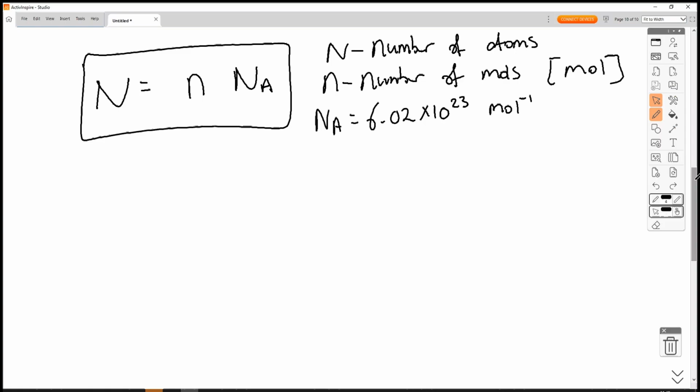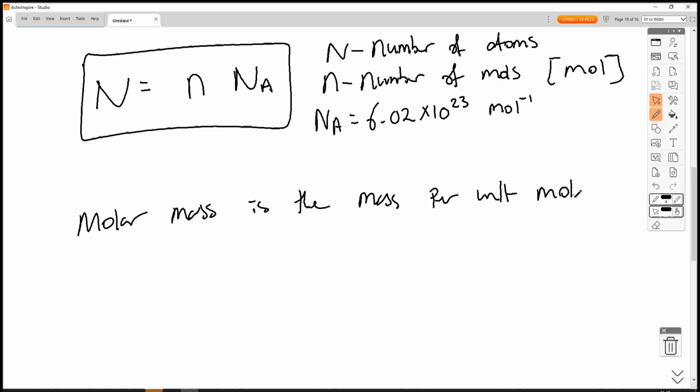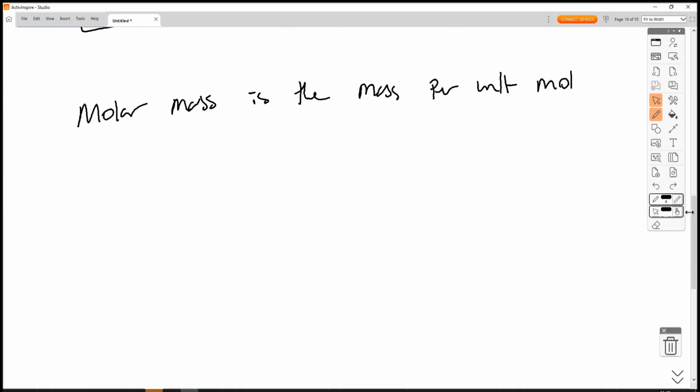Then we've got another value called the molar mass, which is the mass per unit mole. So for that, we say that the molar mass is equal to the mass divided by the number of moles.